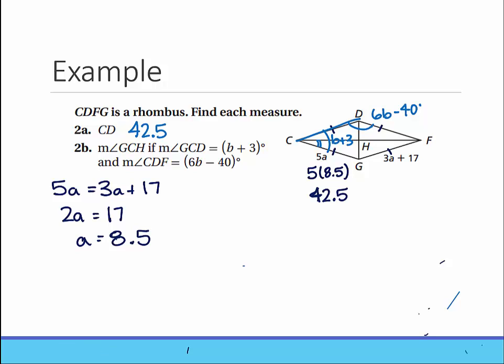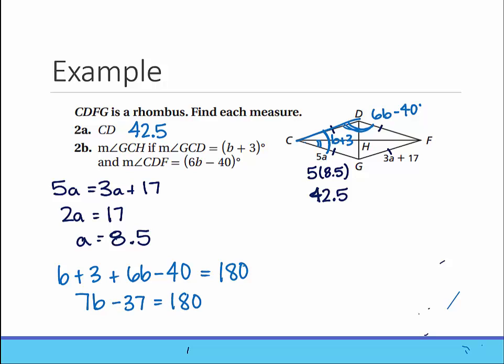So what we have to remember is that if you have two angles right here, like this one and this one, they are supplementary. So I know that this B plus 3 plus 6B minus 40 has to add up to 180 degrees. And that goes back to the definition of a parallelogram. So I end up with 7B minus 37 equals 180. If I add 37 to both sides, I get 217. And then if I divide both sides by 7, I get 31. So remember, that is what B equals.